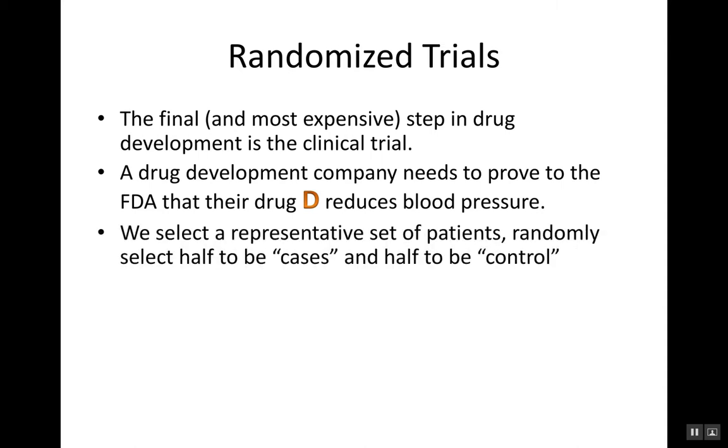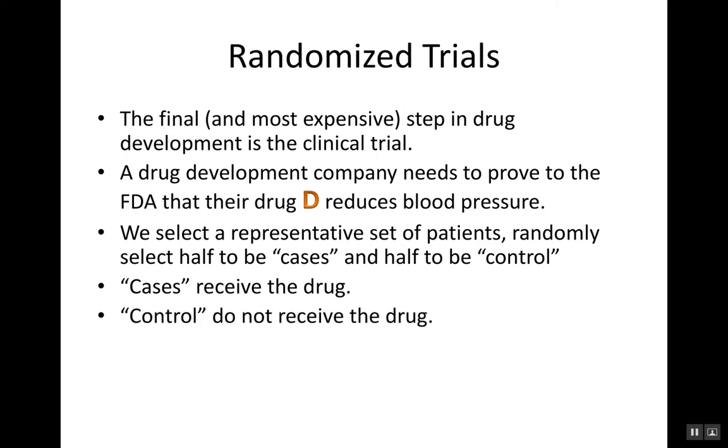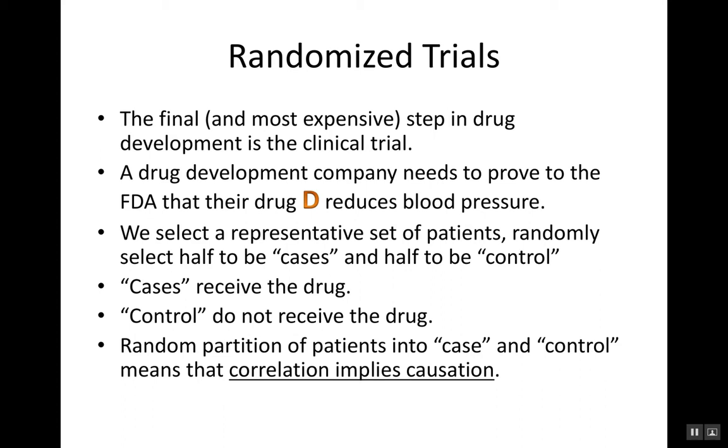So how do we do that? We select a representative set of patients, randomly select who have to be cases and who have to be controls. The cases will receive the drug, and the control will not receive the drug. The random partition of the patients into case and control is what helps us show that what we're talking about here is causation rather than just correlation, right? Because we're controlling the causal reason for something, and if there is now a correlation, we can deduce that there is a causal effect.